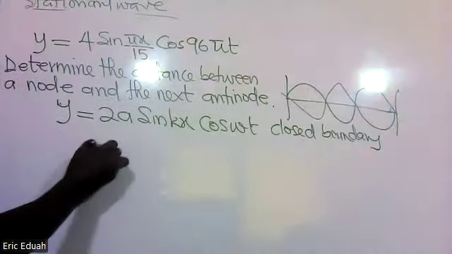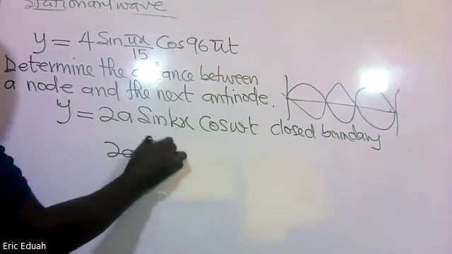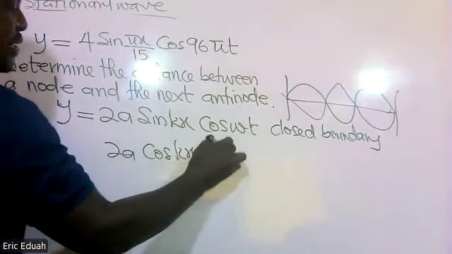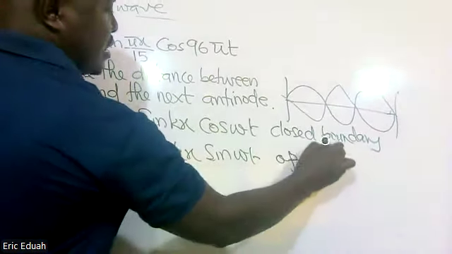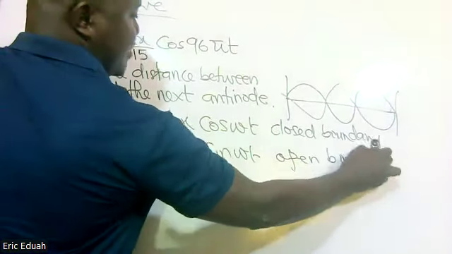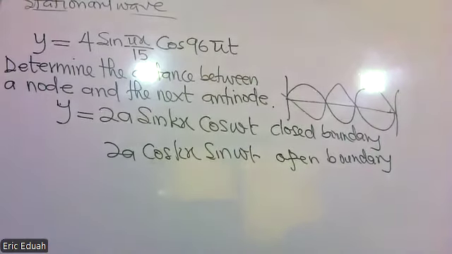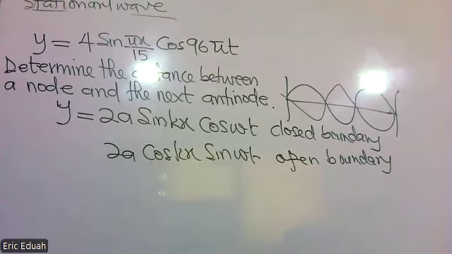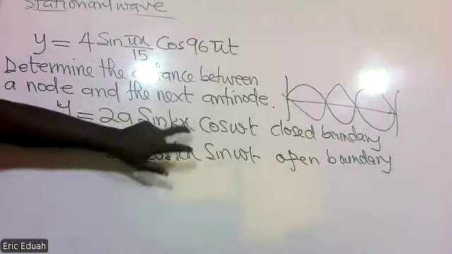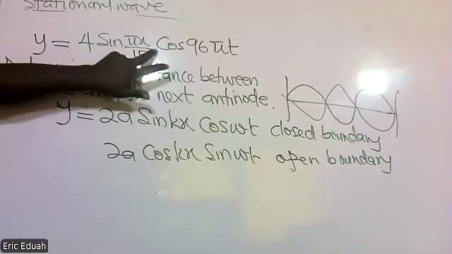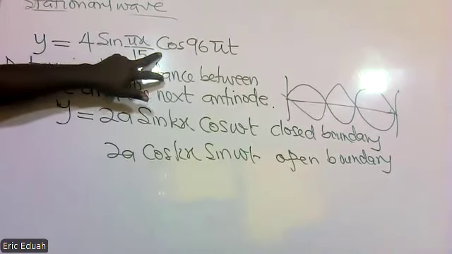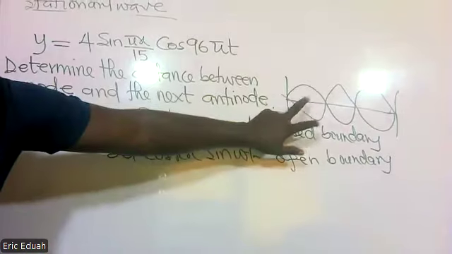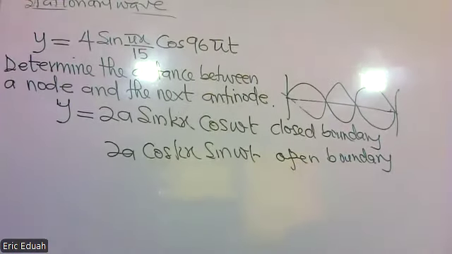And then 2a cos kx sine omega t is for open boundary. You understand this open boundary thing? Today we'll be doing application of stationary waves. So when you compare this to this, it means that the equation given to you is when we have reflection at closed boundary. The stationary wave will look like this.